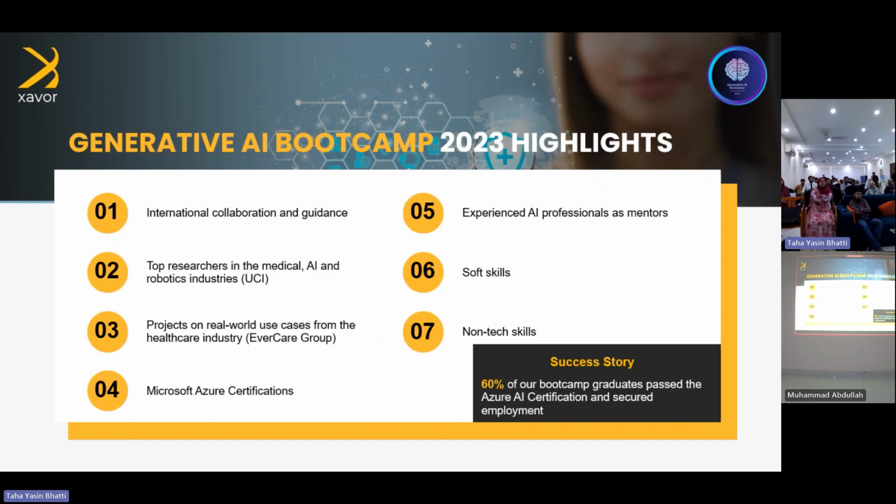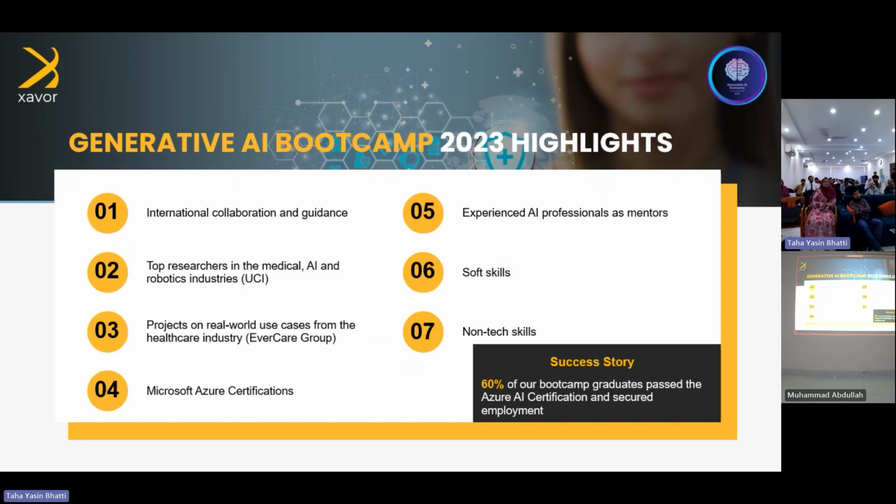So talking about this 2023 bootcamp, we had international collaboration and guidance. Some of these people delivered a lecture now. They were part of the previous bootcamp as well. We were associated with top researchers in the medical field, AI and robotics industry, such as Dr. Ramesh, Dr. Eddie. They are all well-known people in their respective fields.